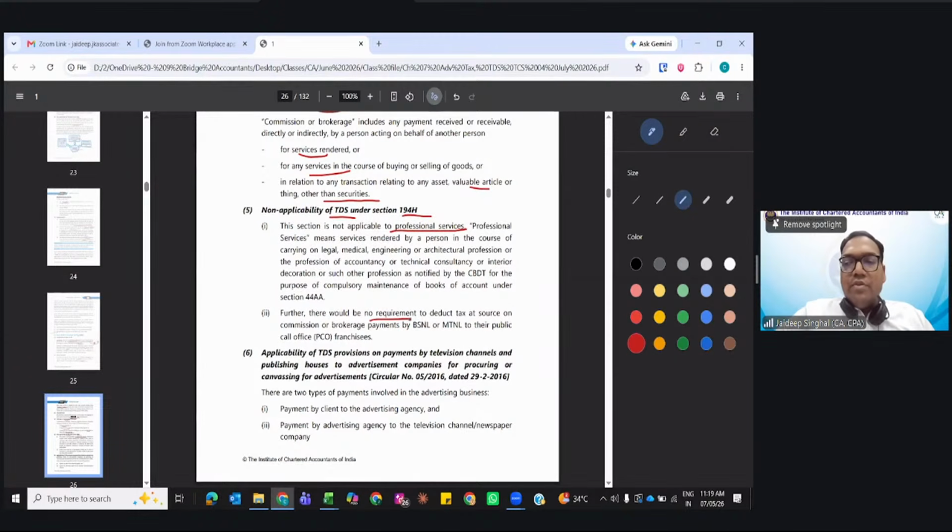There is no requirement to deduct TDS. Now see, BSNL, MTNL, BSNL also has its public call offices, franchisee offices. When BSNL is making payment to the franchisee offices, they have said there is no requirement to deduct tax on it. If BSNL is paying any commission to the franchisee offices, there is no requirement to deduct the TDS. They have exempted it.